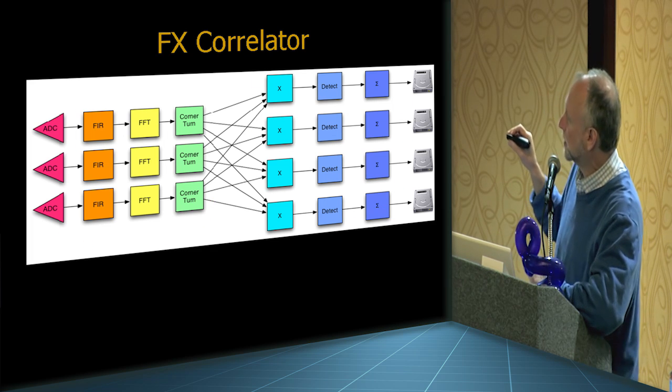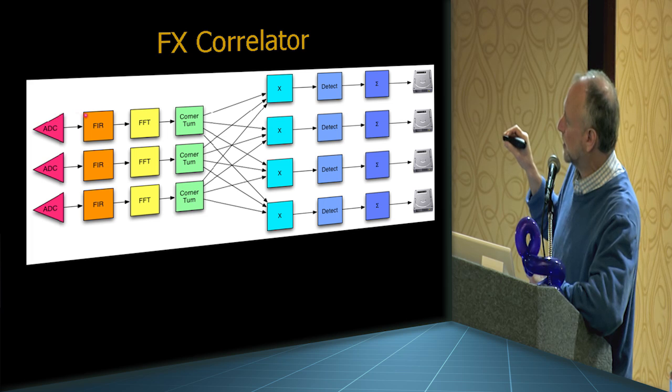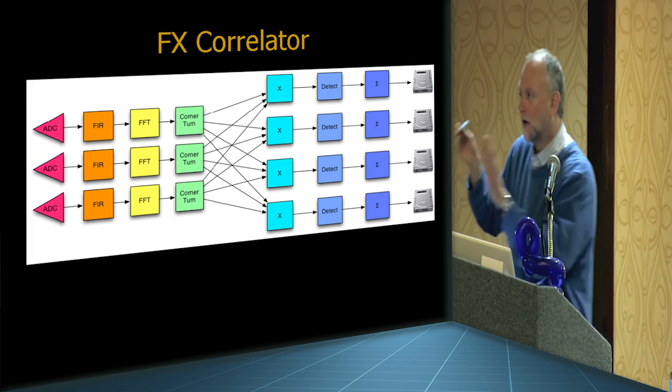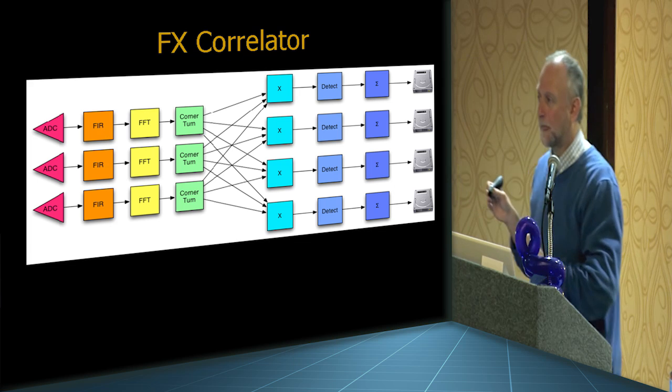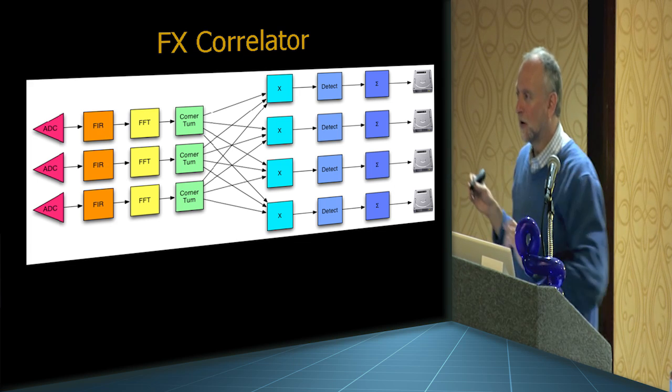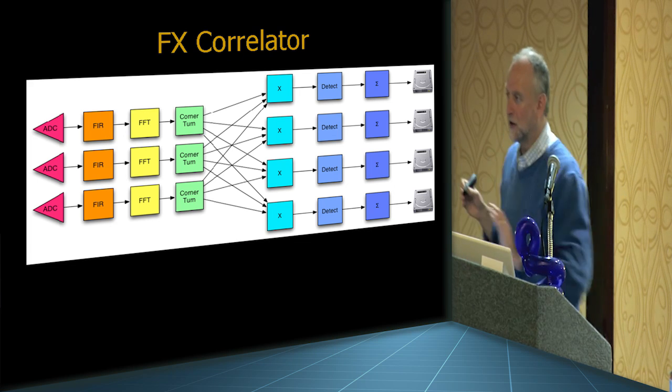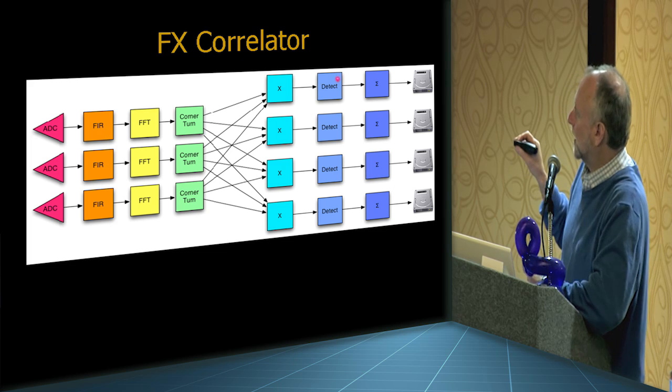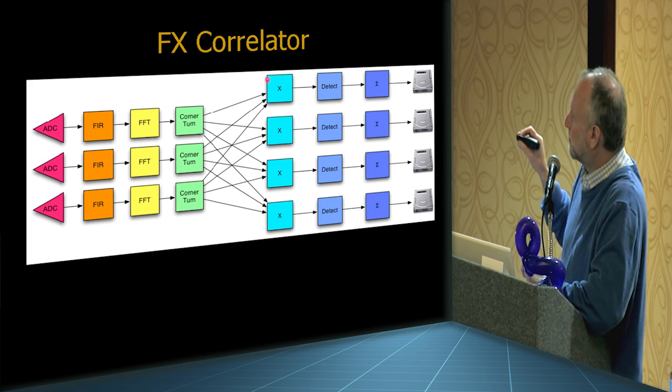So what we're doing is we're digitizing the data from a telescope, and then this part is breaking the band up into little chunks of the spectrum. So we channelize the data into different frequency channels. And then these X parts here that cross-correlate, this X engine, works on one frequency band, but he has to get data from each telescope.